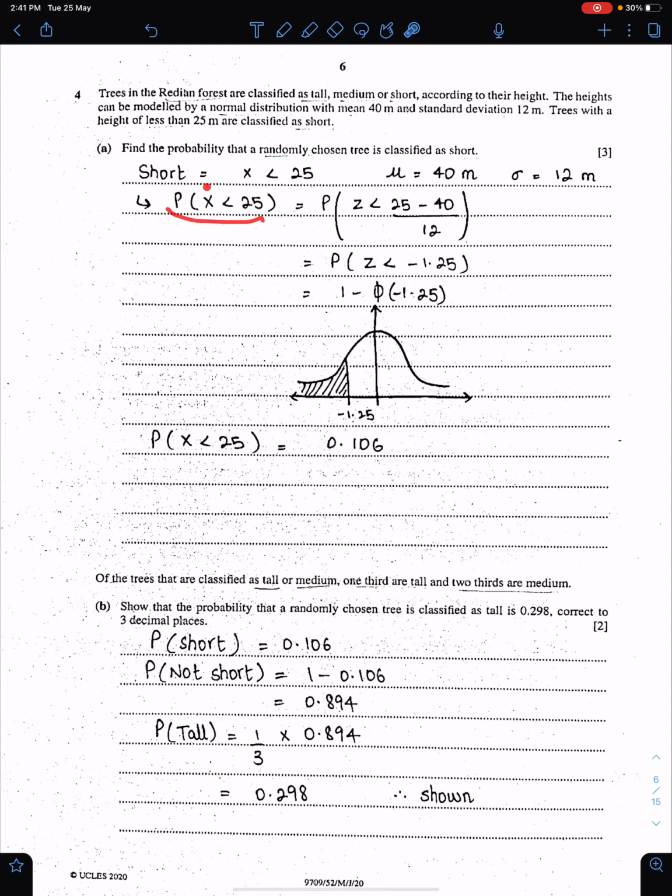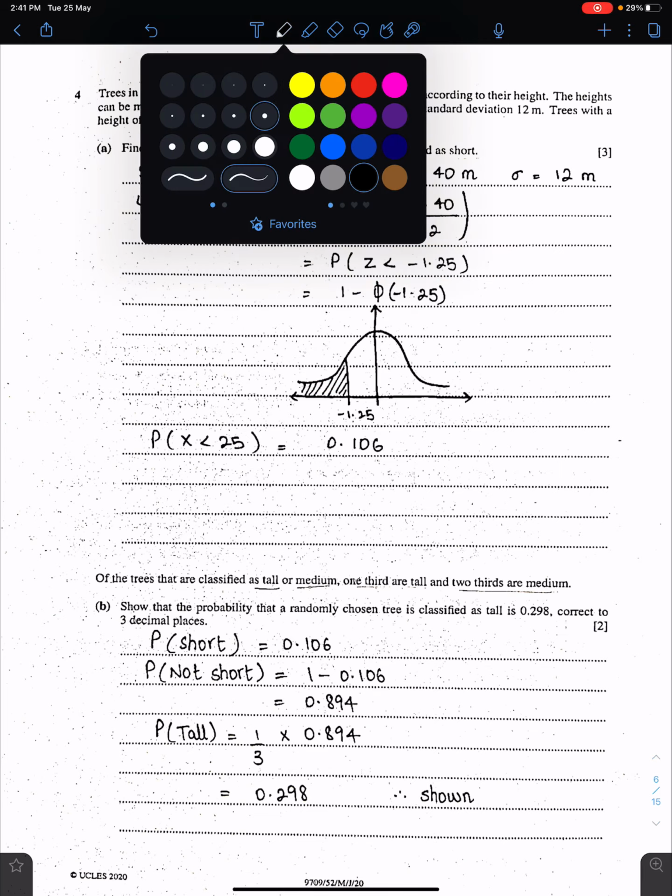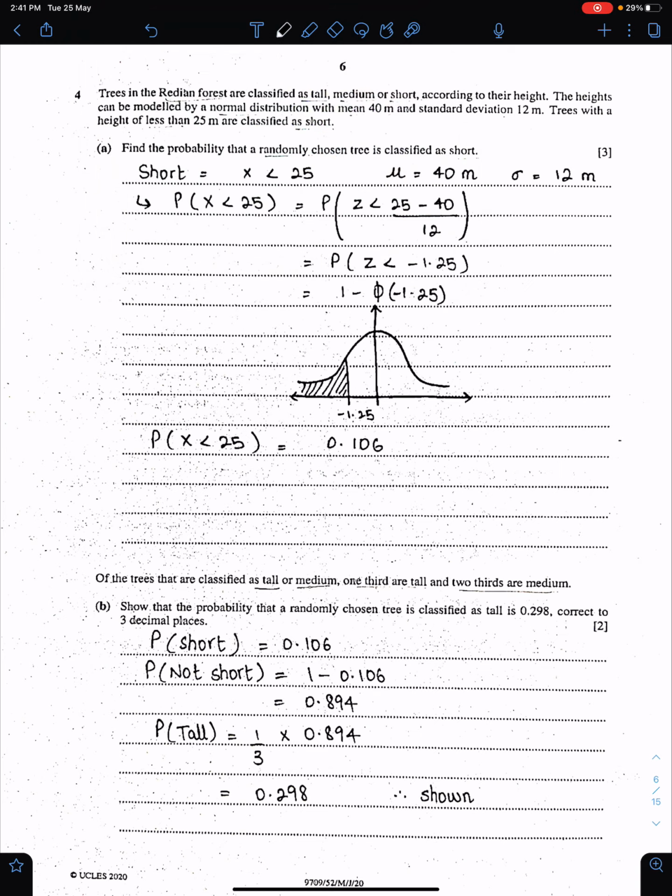First, we need to convert this statement from x into z with the help of this formula, x minus mu over sigma. We need this area. This is a small area, so it must be 1 minus phi. Next part.